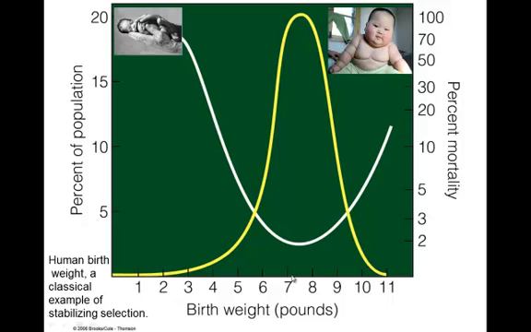And so we can see that on average, human birth weight is around 7 pounds. It's gotten a little heavier than that, again, because of the cesarean sections. And so this is a classical example of stabilizing selection, where if you're too big or too small, you're selected against, but just right, or the average, is selected for.